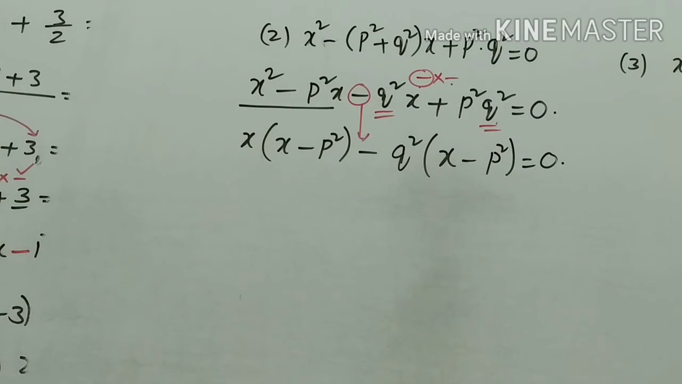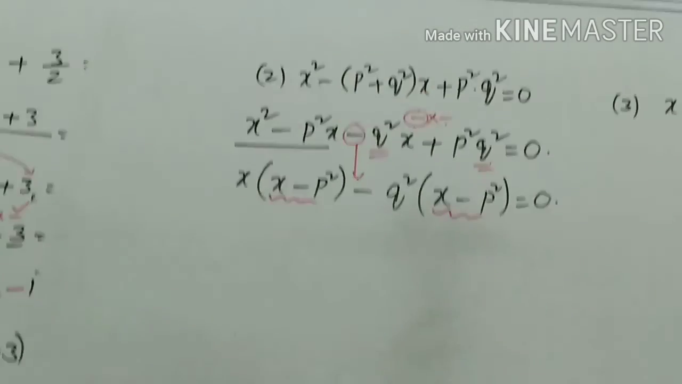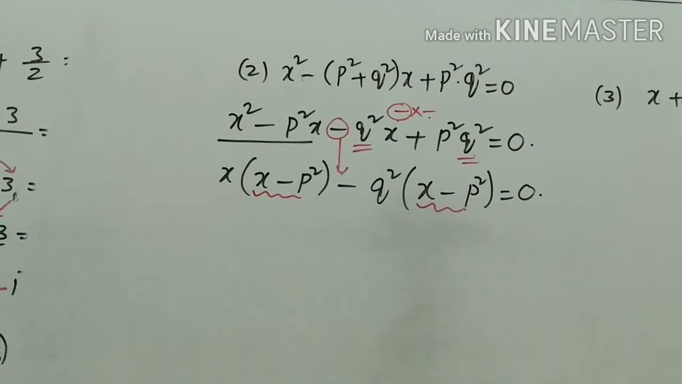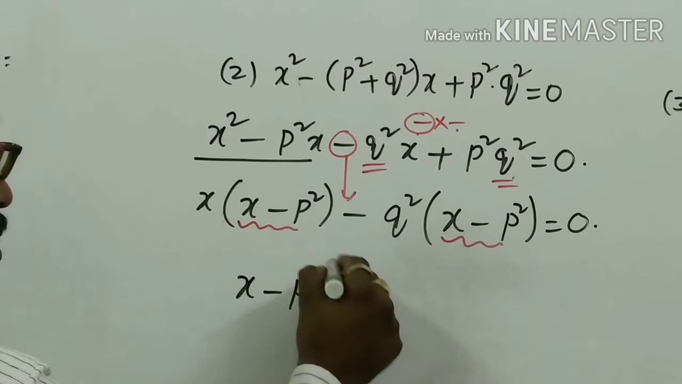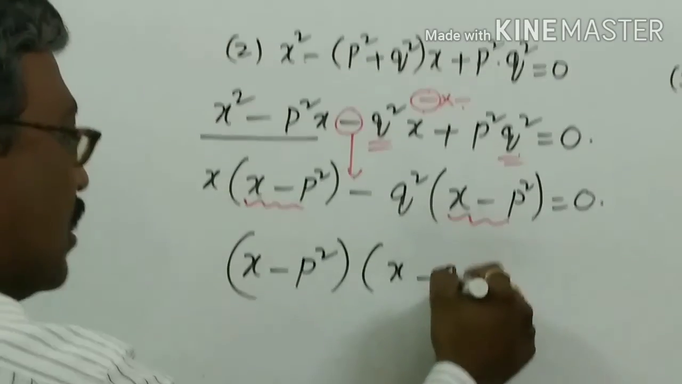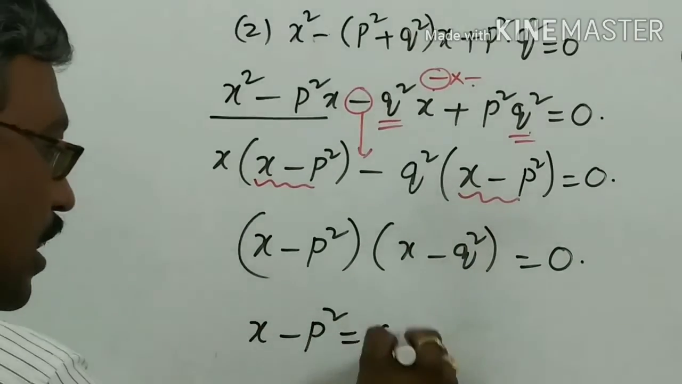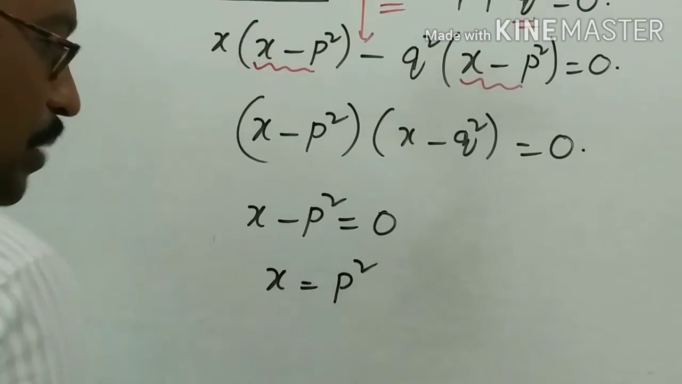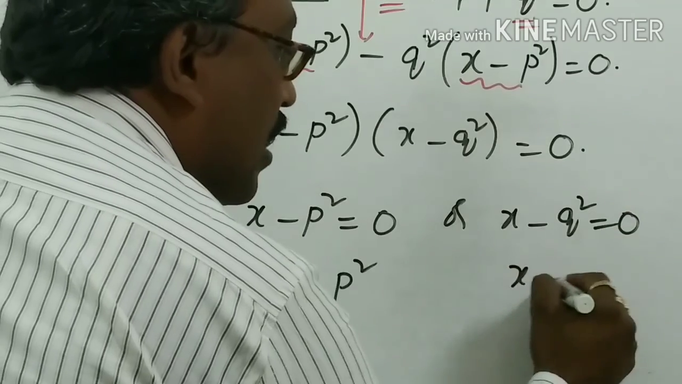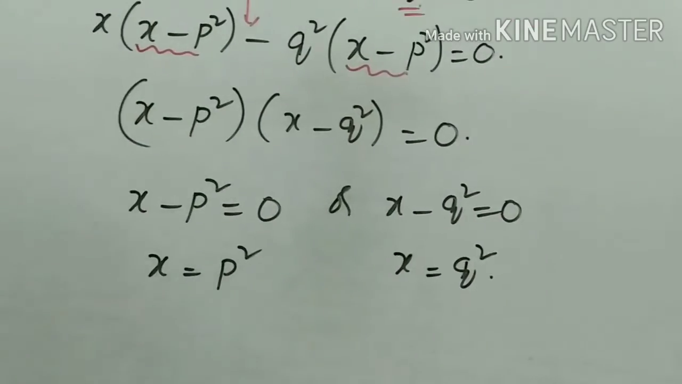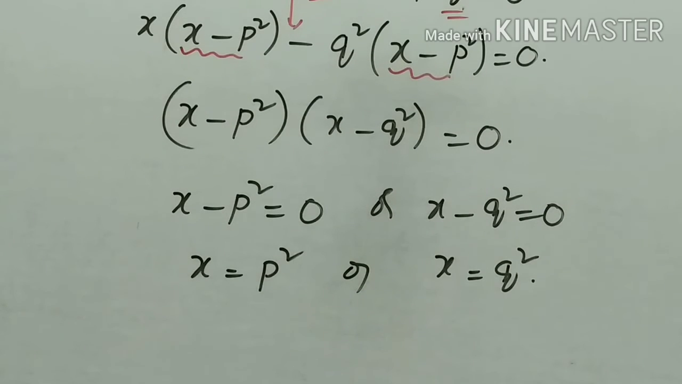Keep one thing in your mind, that is the technique. Always this bracket and this bracket should be the same with respect to symbols and numbers. Then take that bracket common: x minus p square, then x minus q square is equal to 0. So x minus p square equal to 0, x is equal to p square, or x minus q square is equal to 0, x is equal to q square. Therefore, the x value is p square or q square.